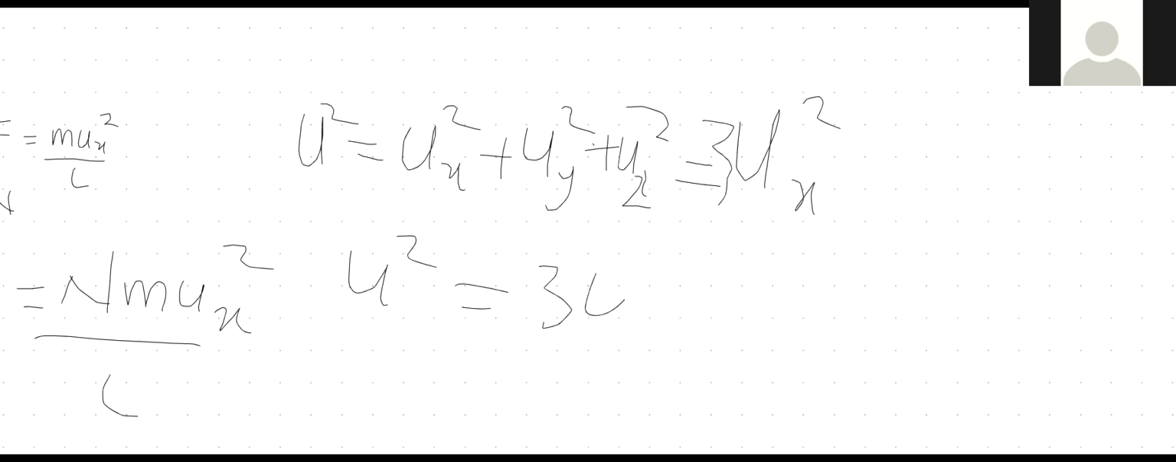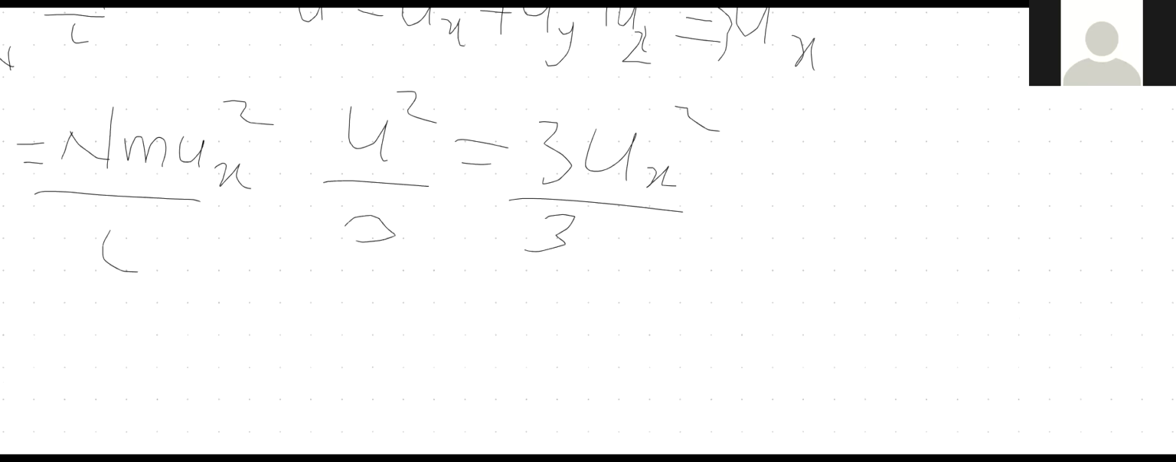Then we can now say divide both sides by 3. Then at the end, this one will cancel this, of course. So we are now going to have ux squared is equal to u squared all over 3. So therefore, I think it's simple.